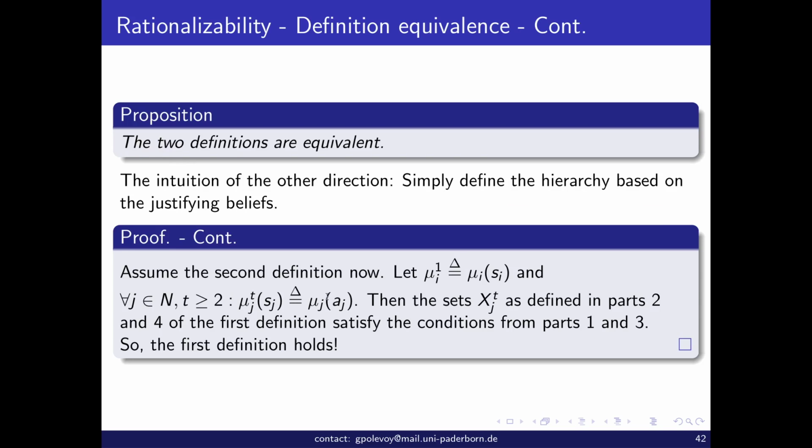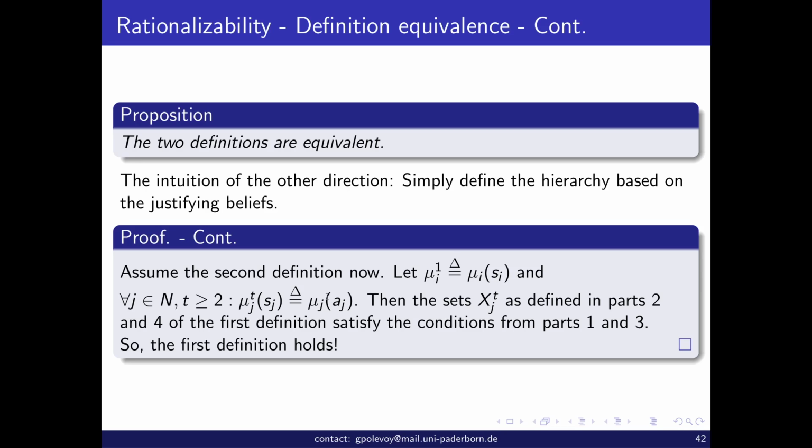Now, let us look at the other direction, the intuition for that direction. So we assume that we have these Zj's, and we need to define this indefinitely long hierarchy, such that the originally rationalizable action is justified by the actions of others, and so on and so forth. So how do we define this? We just define this hierarchy based on the justifying beliefs which we are given. Simply we just inductively define that.